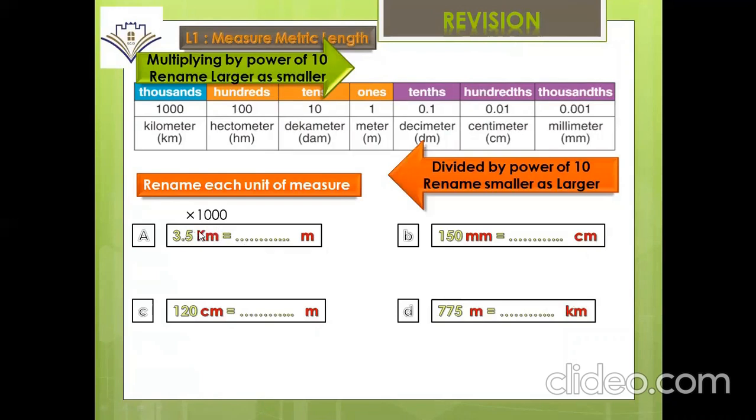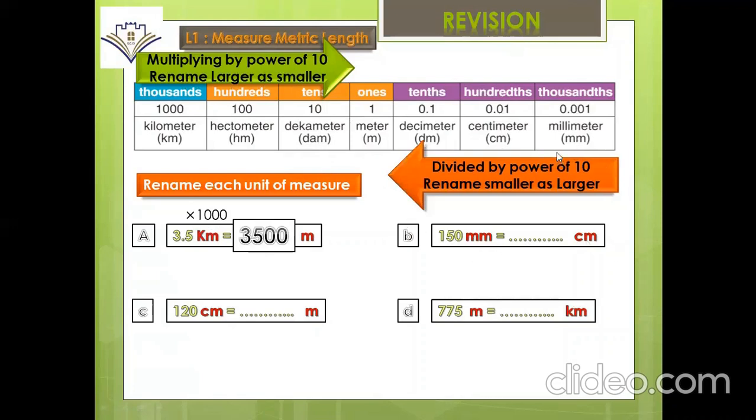Then we'll put down 0. Then the answer is 3,500 meter. Letter B, 150 millimeter equal to centimeter. Look here. Is it renamed from larger unit to smaller or the opposite? Millimeter and centi. Millimeter and centi.